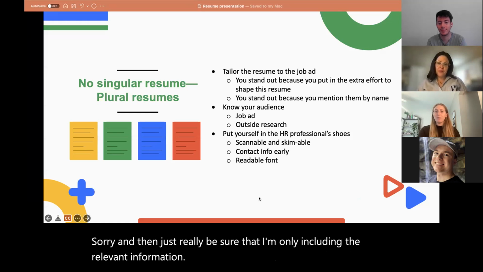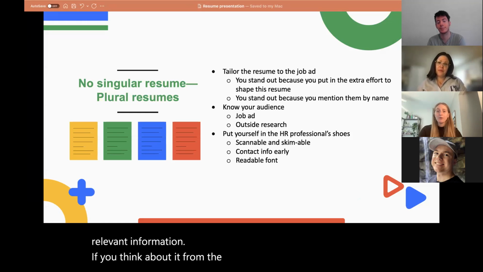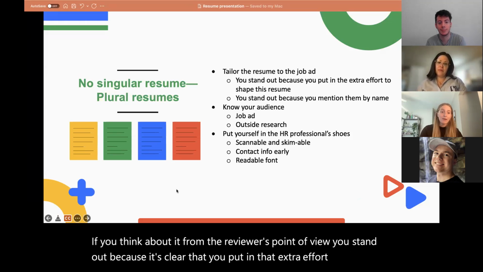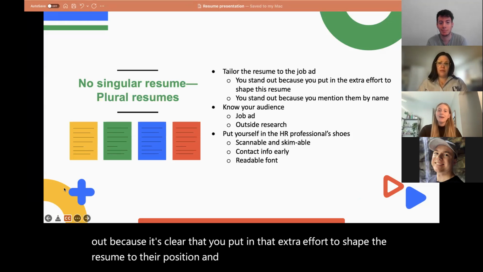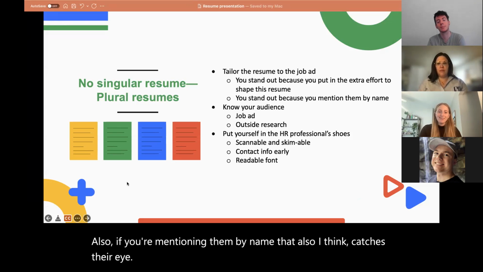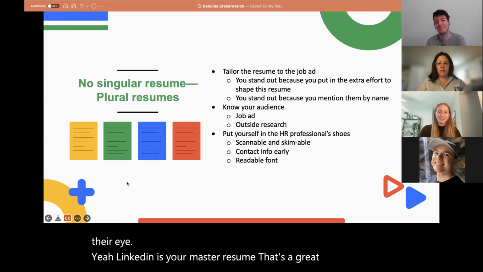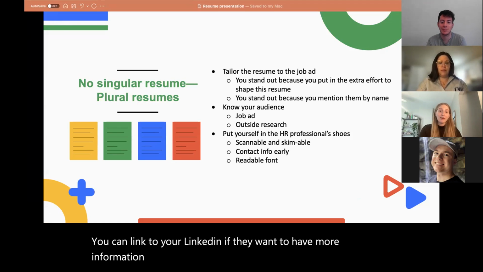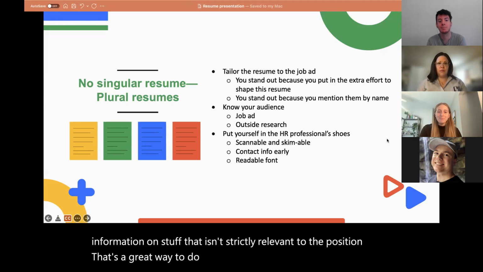If you think about it from the reviewer's point of view, you stand out because it's clear that you put in that extra effort to shape the resume to their position and their company. And also, if you're mentioning them by name, that also catches their eye. Yeah, LinkedIn is your master resume. That's a great way to do it. You can link to your LinkedIn if they want to have more information on stuff that isn't strictly relevant to the position. Yeah, I think that's a great way to look at LinkedIn.